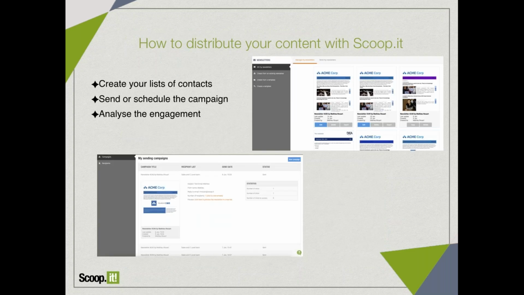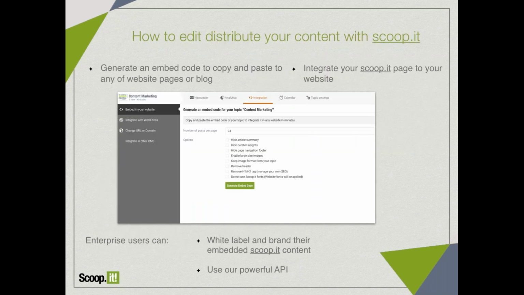So coming back to our new feature, enterprise users can send their newsletter directly via Scoop.it. You just need to create your recipient list, prepare your newsletter as usual. Then once you're happy with your newsletter, you can choose to schedule when you want to send it, or you can send it immediately. Then once your newsletter has been sent, you can analyze the engagement directly within Scoop.it. You can see how many times it's been opened, how many clicks, etc. You can do everything from the same place, which is going to save you precious time.